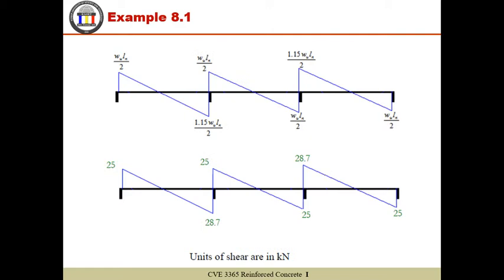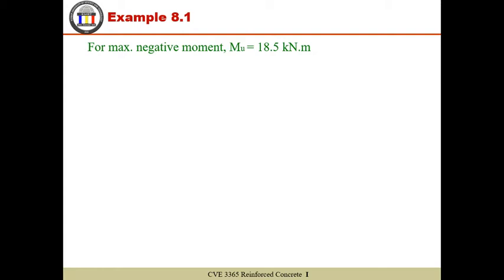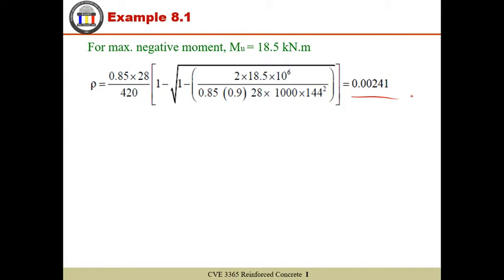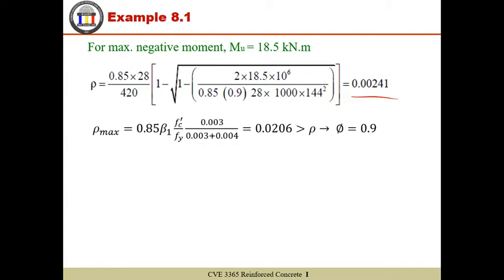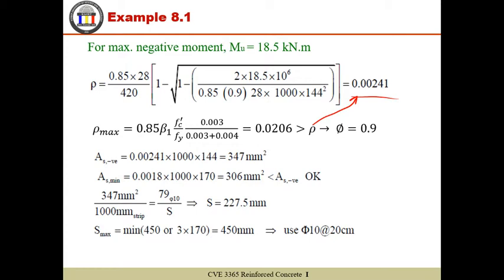Like, let's start for the maximum negative moment. Maximum negative moment is 18.5 kilonewton meter. So rho will be 0.00241. And rho max is 0.02. That means it's greater than actual rho. This actual rho, that means it is tension control. Just find AS, negative AS.